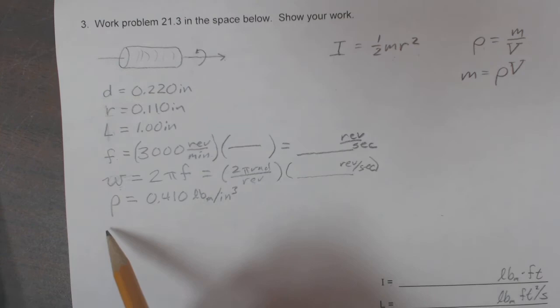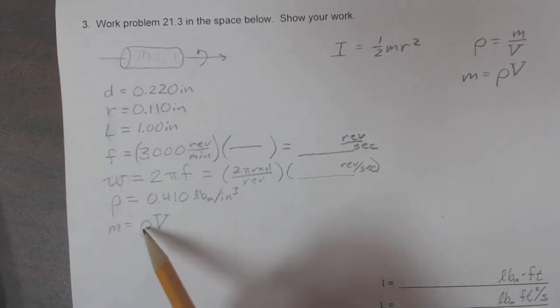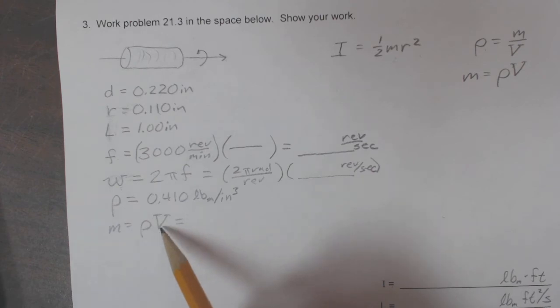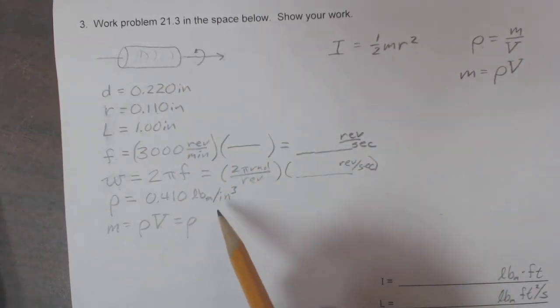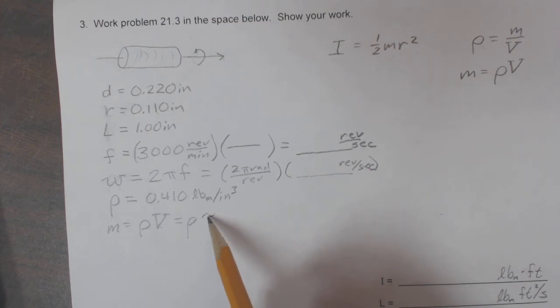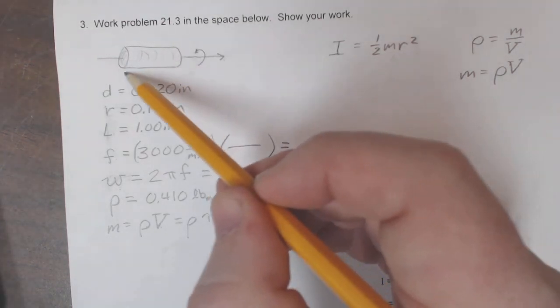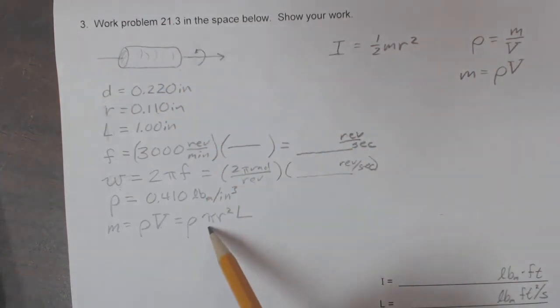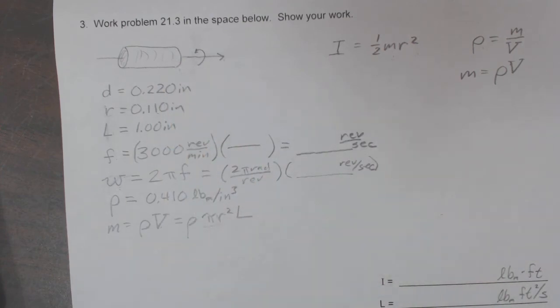Solving for the mass right here, you see that you would take the density times the volume. You can put in a number for that right there. And recall that the volume of a cylinder is pi r squared times L. So you take the surface area of this and extrude it into the third dimension. So area times length is going to give you the volume of that cylinder right there.